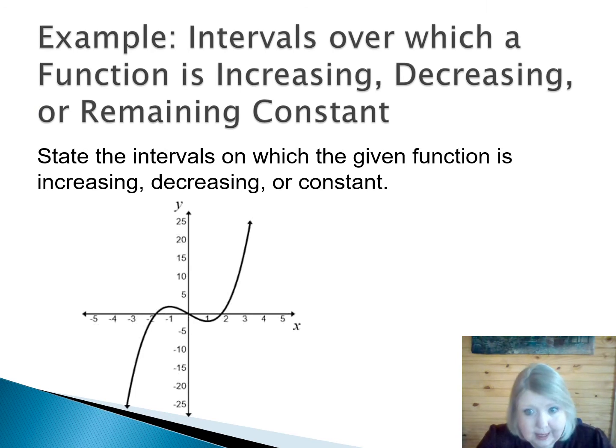Let's take a look at an example to make certain that we understand what we're talking about. State the intervals on which the given function is increasing, decreasing, or constant. Okay, increasing means the y values are increasing. That means I'm going up as I move from left to right. Left to right is how the x values increase. So going up from left to right, I'm coming up on this whole part of the graph until I get to -1. So from negative infinity up to -1, I am increasing.